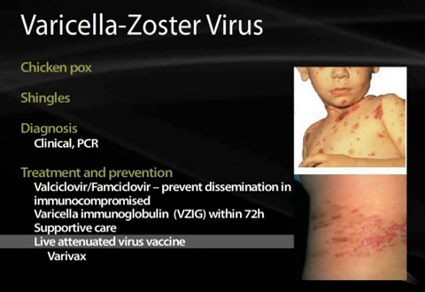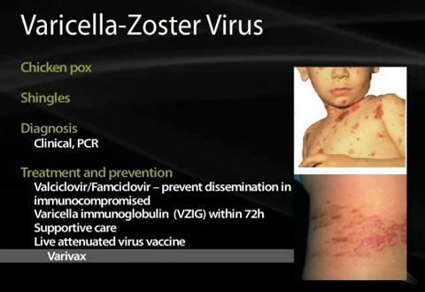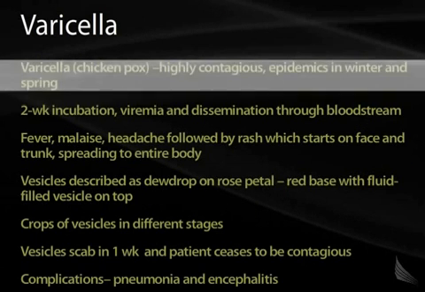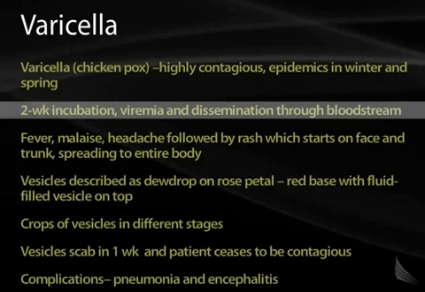Prevention includes a new live attenuated virus vaccine called Varivax, which has been shown to reduce postherpetic neuralgia. Varicella or chickenpox is highly contagious with epidemics in the winter and spring. There's a 2-week incubation where you have viremia and dissemination through the bloodstream.